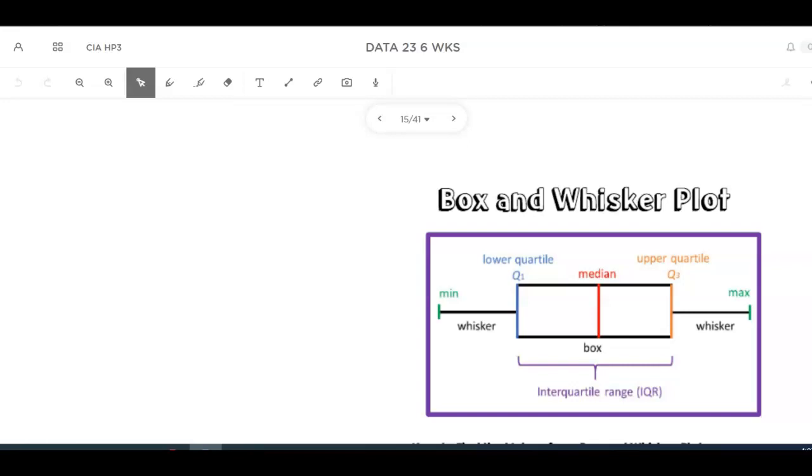Hey, today we are going to be learning about box and whisker plots. If you haven't watched the videos that I posted about it, go ahead and do that first. It'll help you understand a little bit about lower quartile and upper quartile.